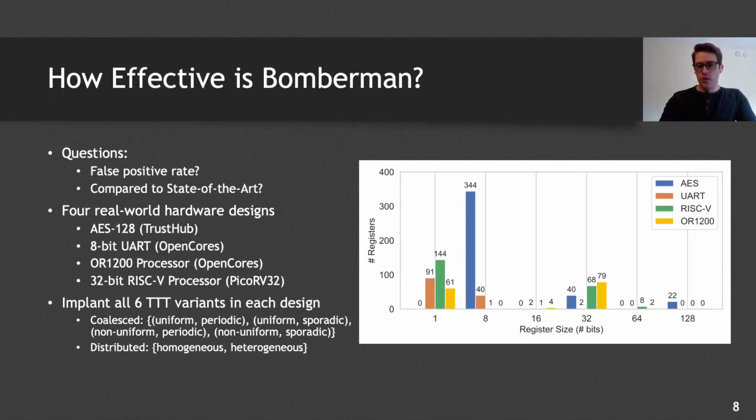To answer these questions, we study 4 real-world hardware designs, including a cryptographic accelerator, a UART module, and 2 CPUs. We implant all 6 TTT variants, the 4 coalesced and 2 distributed, in all of these designs and measure Bomberman's performance. To get an idea of the complexity of these designs in terms of number of SSCs, we plot the size and number of all coalesced SSCs or registers in each design shown here.